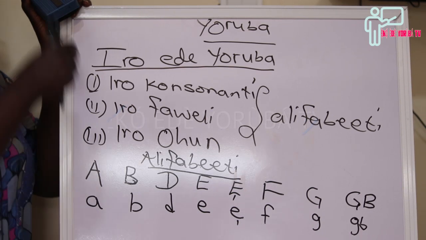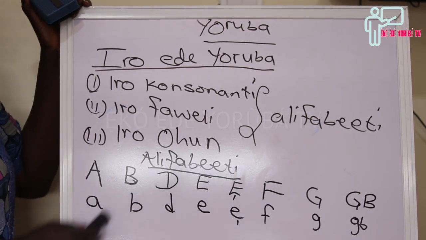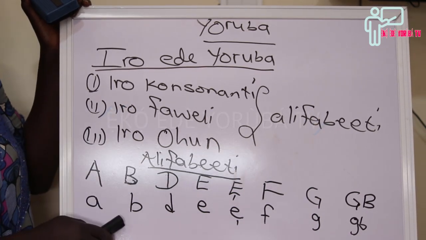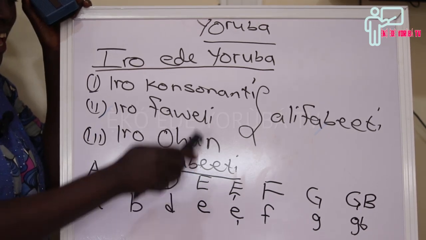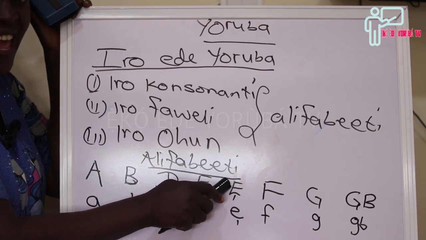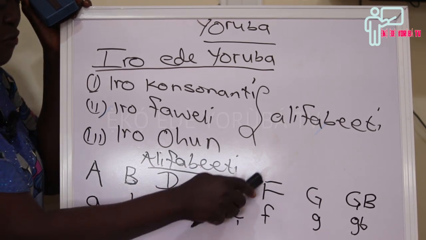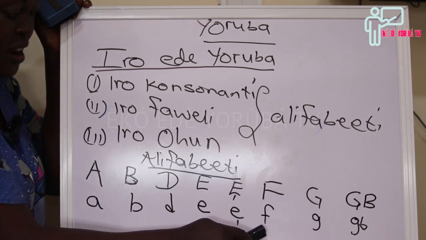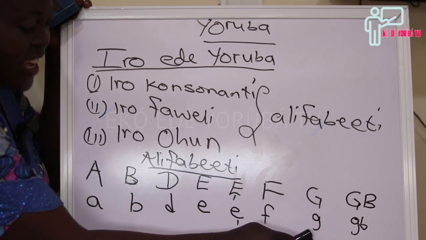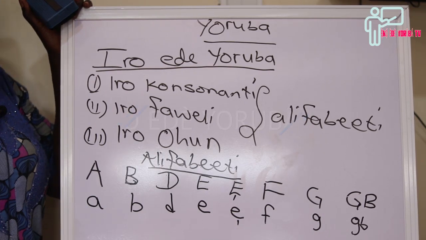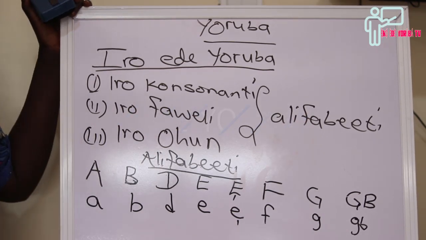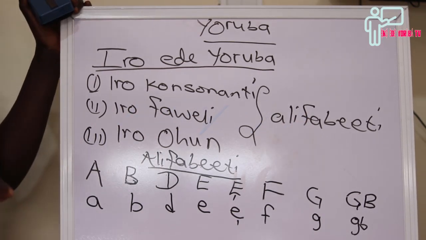In school they will say ala a kékeré, di la di kékeré, e la e kékeré, ẹ la ẹ kékeré, fi la fi kékeré, gi la gi kékeré, bi la bi kékeré. Now we want to go further. I hope you understand it.